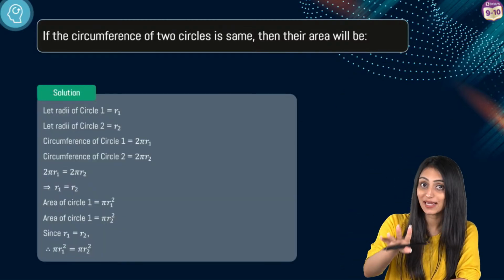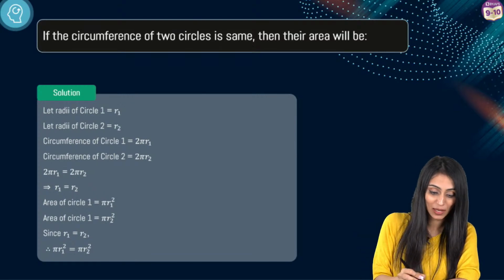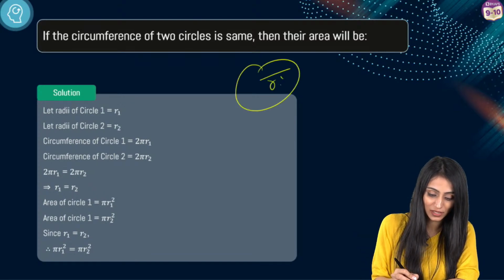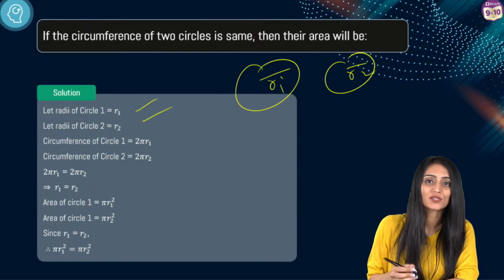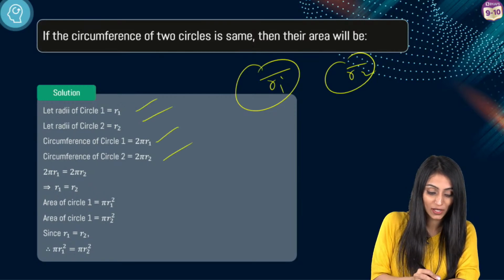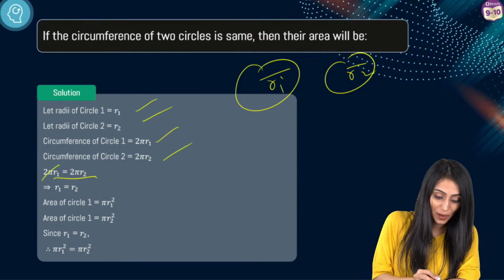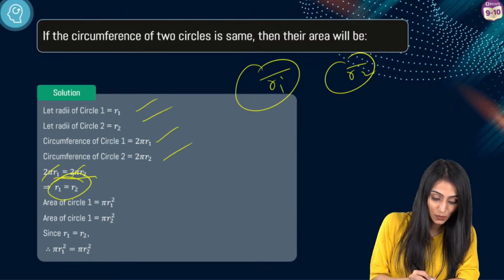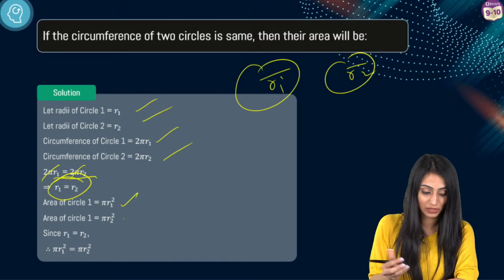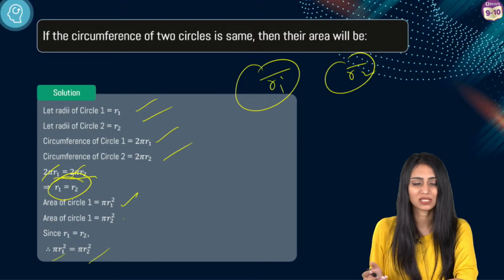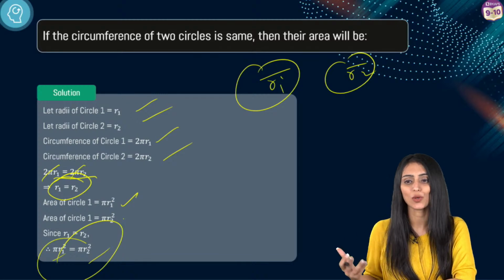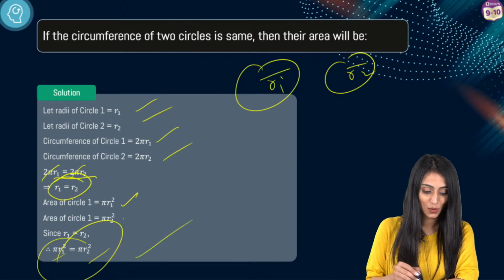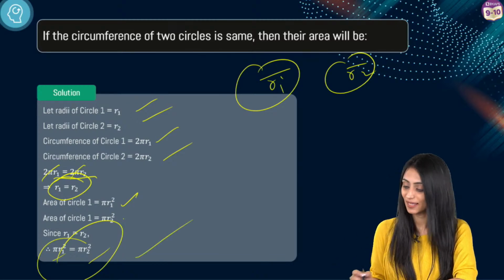So here, as I said, it was not mentioned that the radius is equal. I'm assuming that both these circles have different radii, R1, R2. So circumference would be what? 2 pi R1, 2 pi R2. This is already equal, it is given. 2 pi cancel, that means radius is equal. Now if radius is equal, area is going to be equal only, right? So they are equal. Yes, everybody is right.